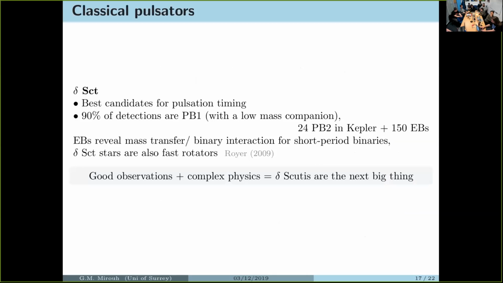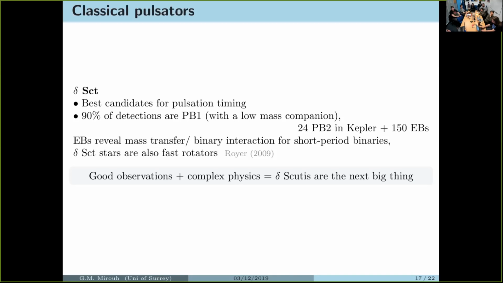Delta Scuti stars, they're the best candidates for pulsation timing. There are quite a few of them. Most of them are detected as PB1, so there is only one pulsating star, at least one star that pulsates in p modes, one Delta Scuti in the system. The other one is usually a low mass companion. You also have 24 of them that are PB2s, so they're in a system where both stars pulsate. And you also have 150 eclipsing binaries, both from the ground and from Kepler.